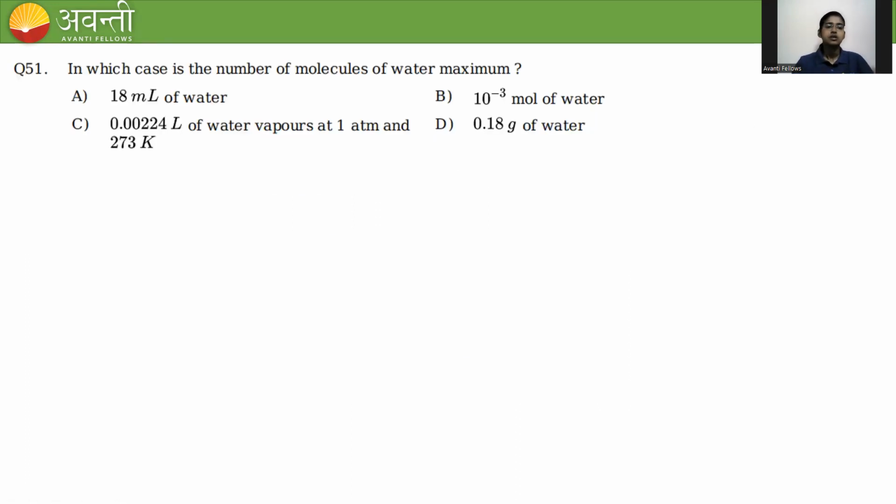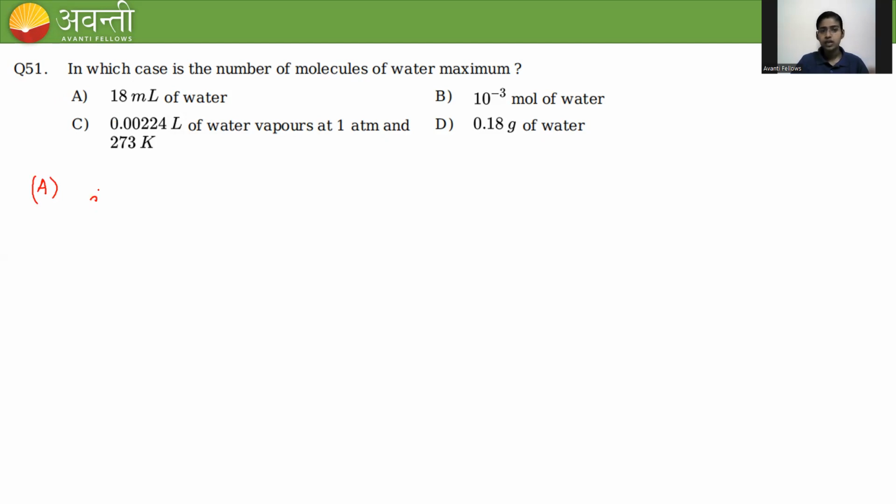Question number 51 says, in which case is the number of molecules of water maximum? So we are asked to find the option containing the most molecules of water. Starting from option A, it is 18 ml of water. So 18 ml is the volume given.